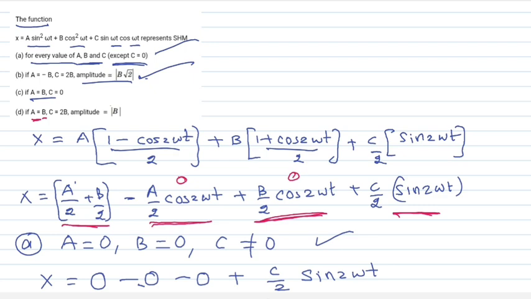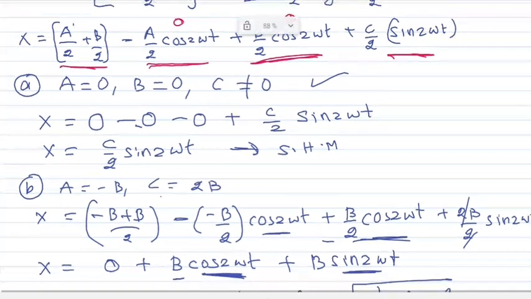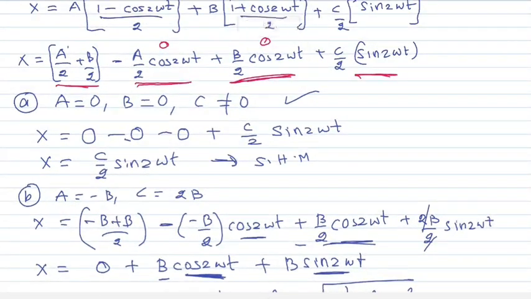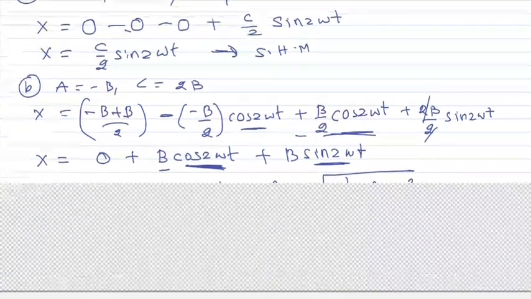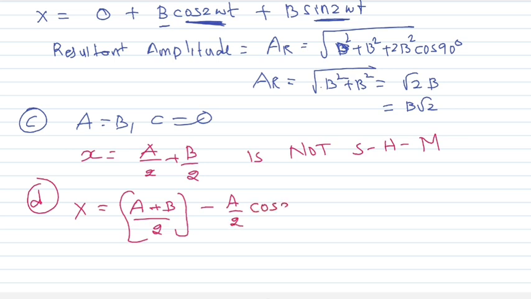Option D, A is equal to B, C is equal to B. So now in this equation, x is equal to A by 2 plus B by 2. Let me substitute A is equal to B. I'll be getting x is equal to (A plus B) by 2 minus A by 2 into cos 2 omega t plus B by 2 into cos 2 omega t plus C by 2 into sin 2 omega t.